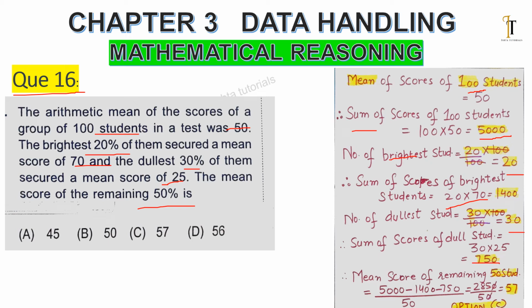We need to find the mean for the remaining 50. It means 5000 is the total from the first step, minus the score of the brightest students, minus the score of the dullest students. On solving we got 57. So let's check the options, that is option C.